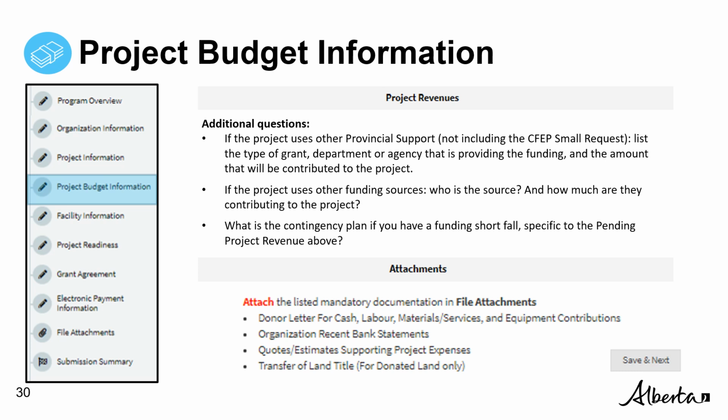Next, you will have an opportunity to answer additional questions should you have more details regarding other funding sources contributing to your project, and a contingency plan should you have a funding shortfall. As stated in the CFEP Small Guidelines, you will be required to provide proof for the expenses and revenues stated in this section. Please attach these documents, such as quotes, estimates, bank statements, and proof of donations, into the File Attachment section, which we will review later. Click Save and Next to move to the next page.